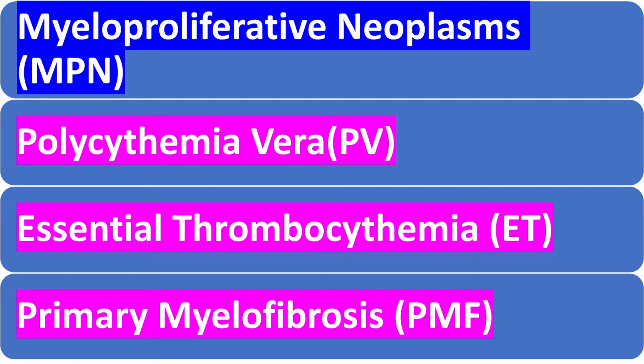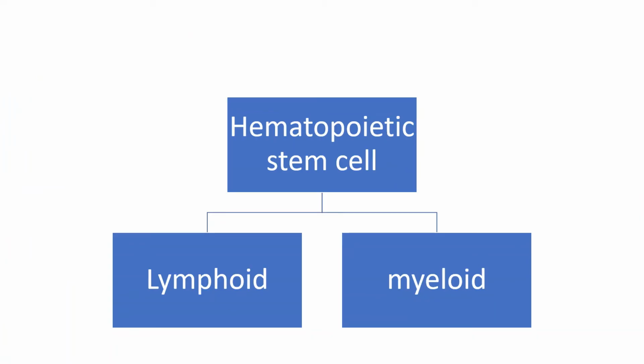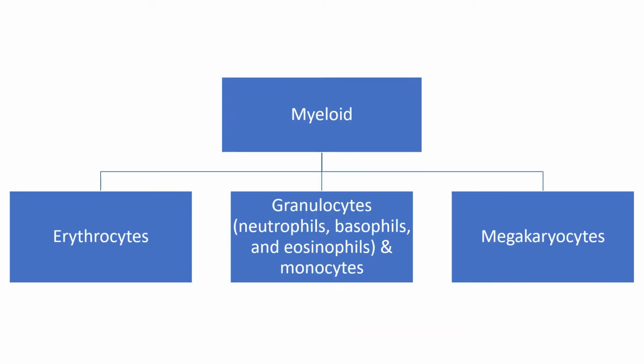differentiate into different lineages. So the hematopoietic stem cell will differentiate either into the lymphoid lineage or to the myeloid lineage of cells. So the myeloid lineages include erythrocytes, granulocytes, which include neutrophils, basophils, and eosinophils, and also monocytes and megakaryocytes. So myeloproliferative neoplasms are expansion of these cells, the erythrocytes, the granulocytes, the monocytes, or the megakaryocytes in the bone marrow and in the peripheral blood.